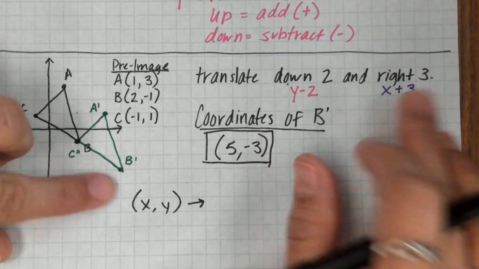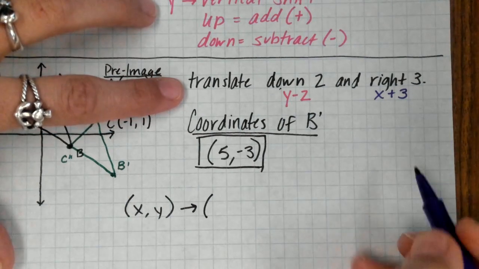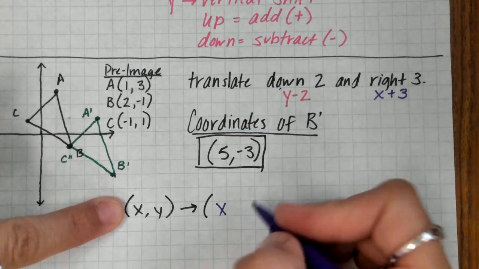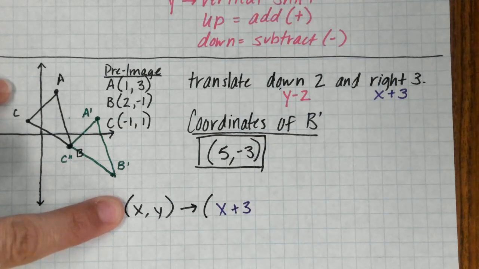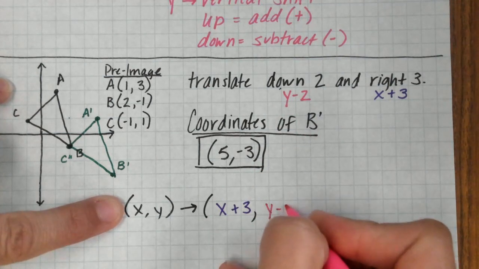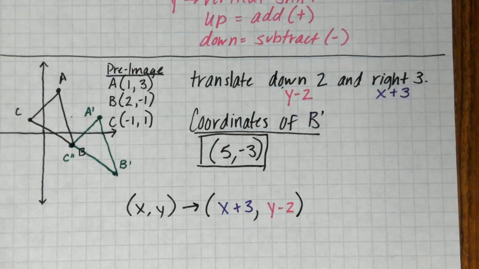So when we go back down here to our rule, we would put on here first X, and what did we do to our X? We added 3. Then we go to our Y and say, okay, what did we do with our Y? We subtracted 2. So we took our Y and we subtracted 2. And that's going to be the rule, and that'll be part of the next video.